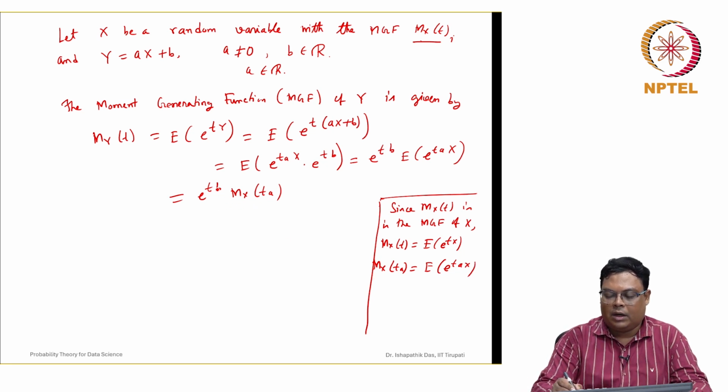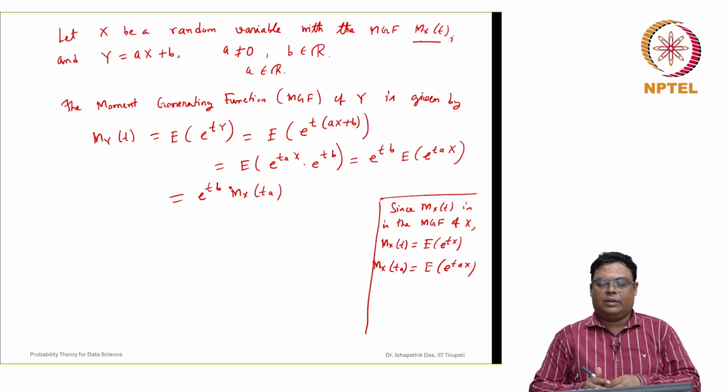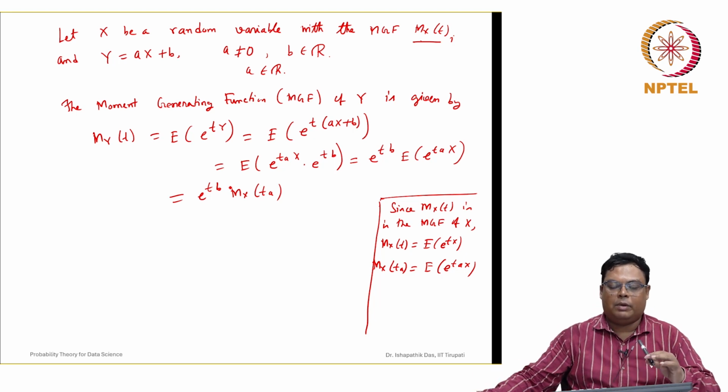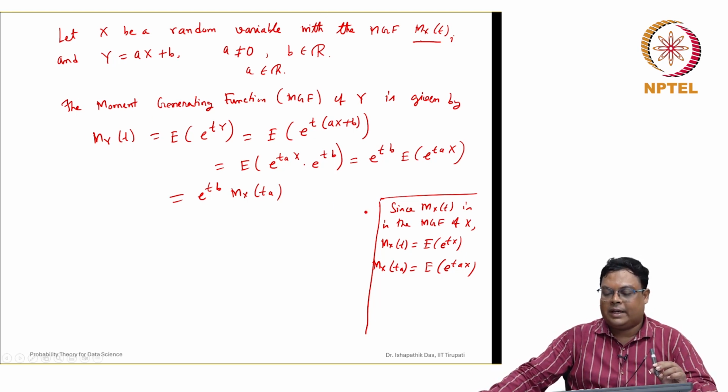So now using this concept, this is the general case. If you know the moment generating function of x, then we can replace t by ta, find this function, and then directly find the moment generating function of y also.